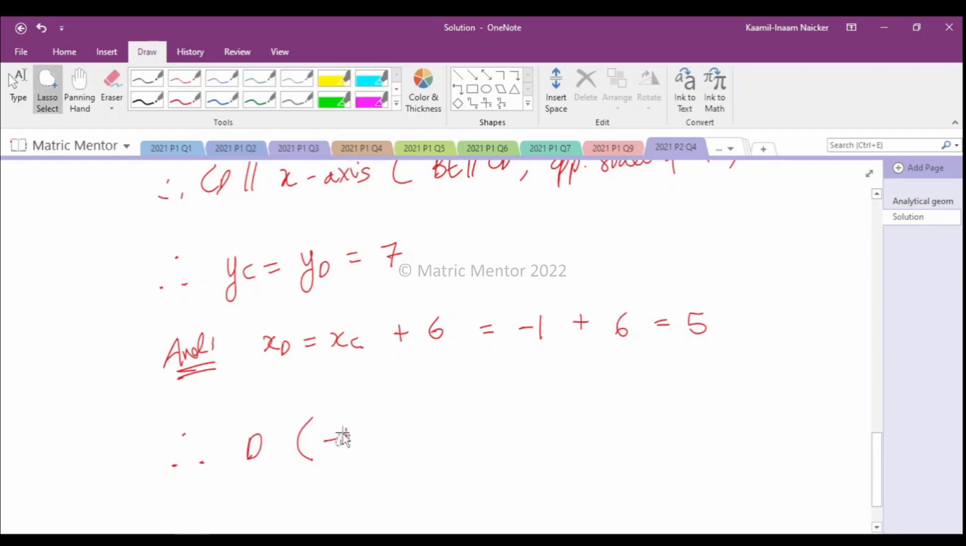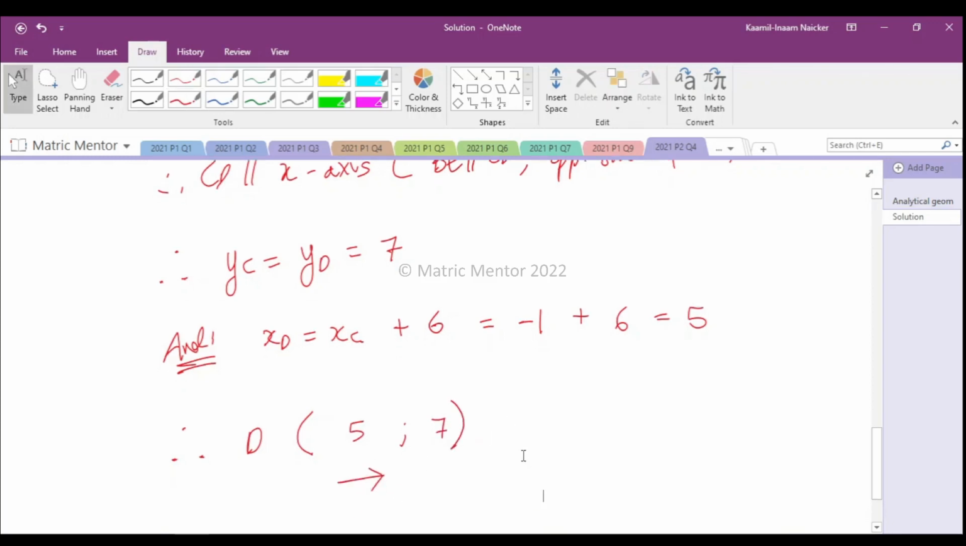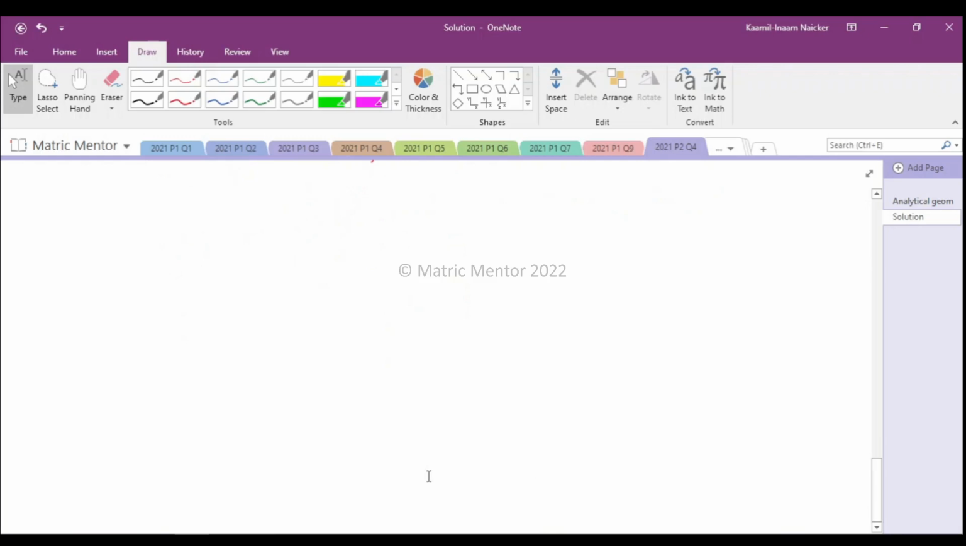No, sorry. Let's fix that. D is located at the point 5 and 7. And that is your final answer for 4.2.2. Let's proceed.